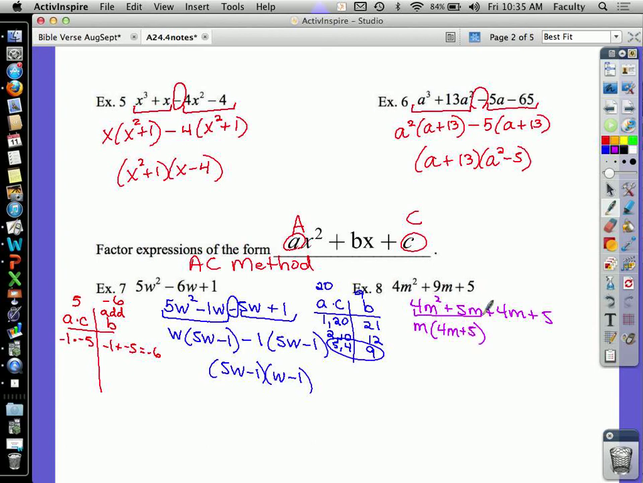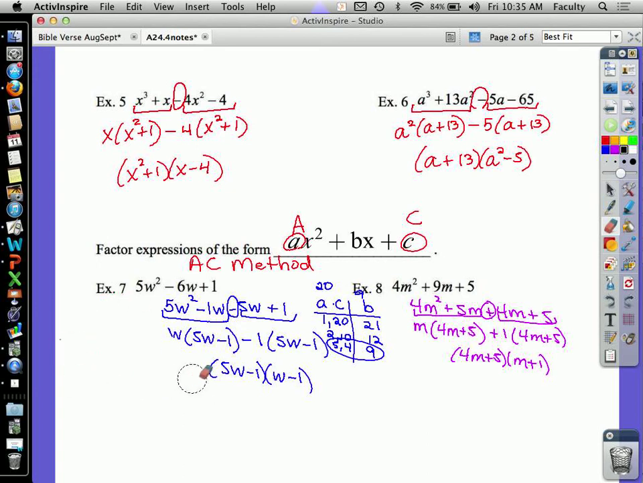Okay, so let's factor by grouping. You always write down the middle operation sign. So you're getting 4m plus 5 times m plus 1. And you want to check your work when you factor.